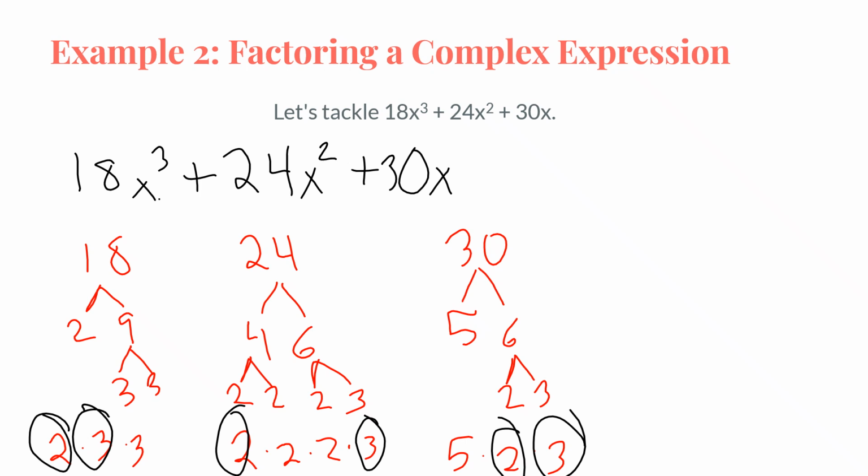So what we're going to do is go ahead and bring those to the side, and we're going to go ahead and multiply them. So 2 times 3, and that gives us 6. So our GCF is equal to 6. So we did the coefficients. Now we're going to go ahead and do the variables.